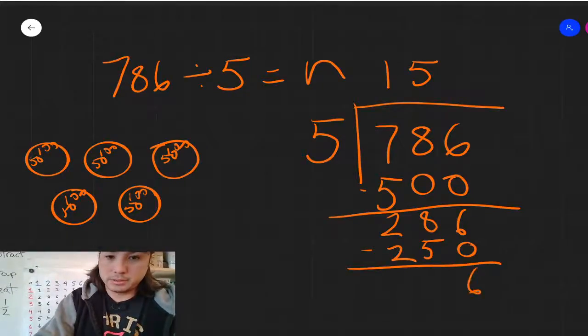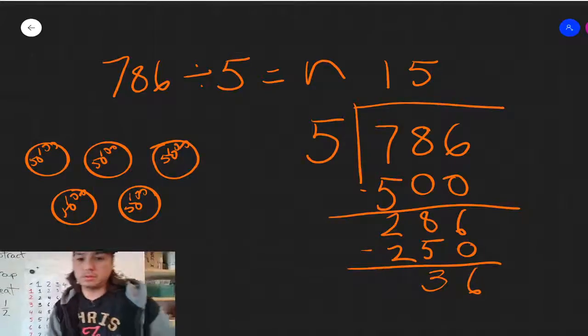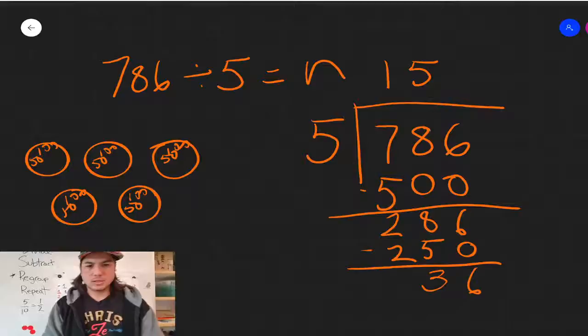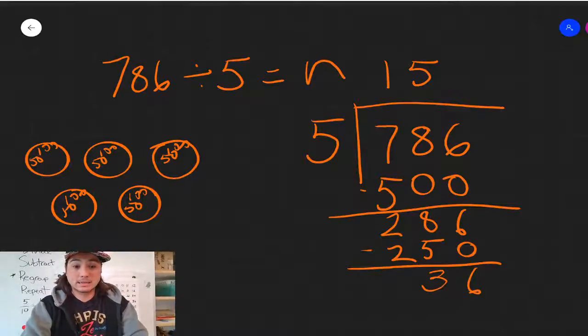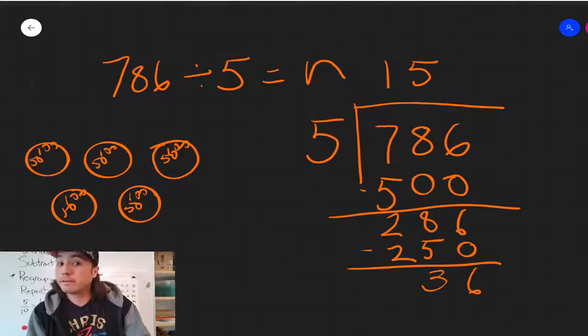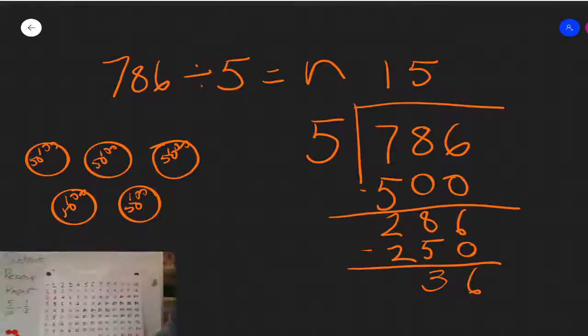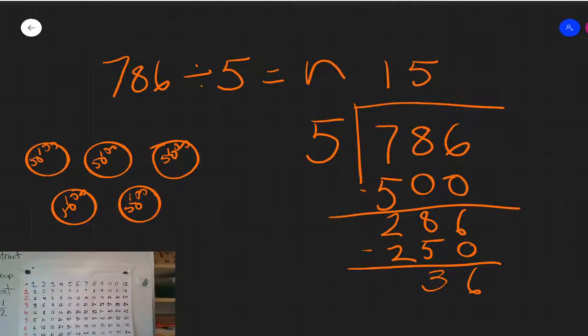6 minus 0 is 6. 8 minus 5 is 3. And 2 minus 2 is 0, so I can leave that there. So now I have 36 divided by 5. Let's consult our handy-dandy multiplication table again. How close can I get to 36 without going over?